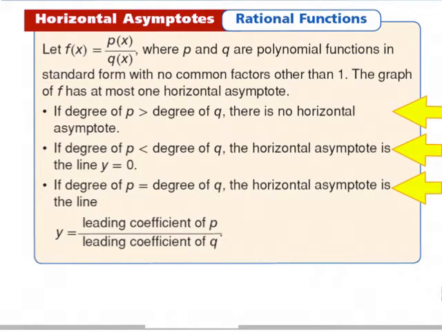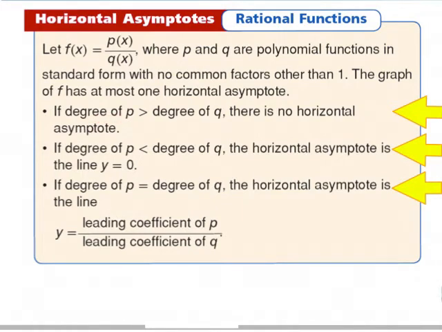Here is the rule for determining what your horizontal asymptotes are. So I want you to write this completely down in your notes as it's shown here in this slide. Notice it says, let f of x be equal to p of x over q of x. Now, p and q are polynomial functions in standard form. First of all, take the degree of p of x. Remember the degree, if you put it in standard form, is the power. Now, also look at the degree of q of x.